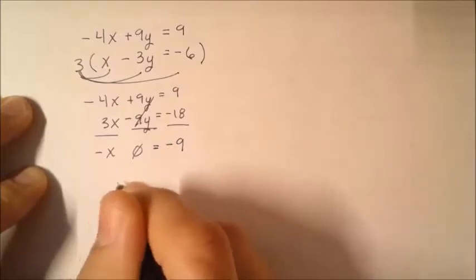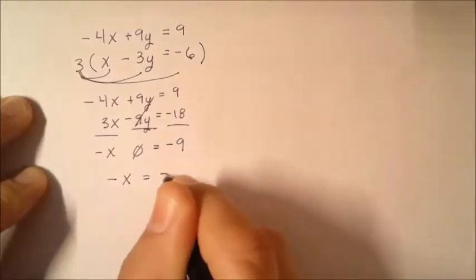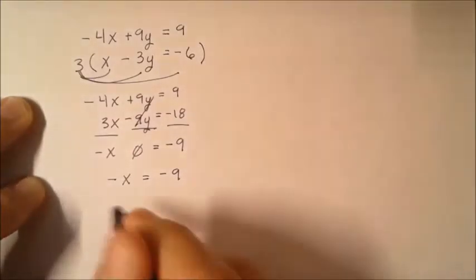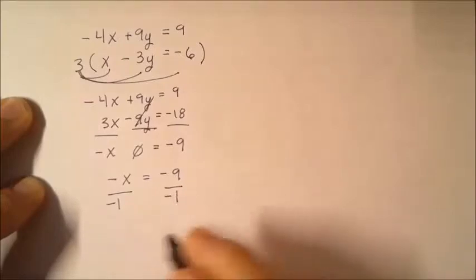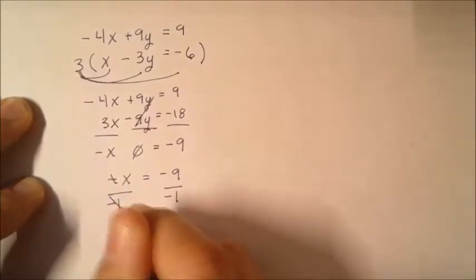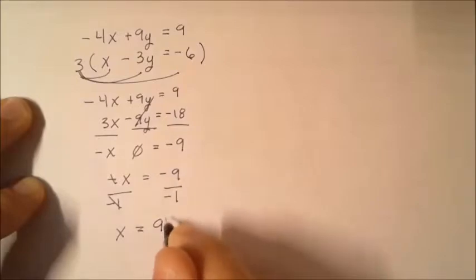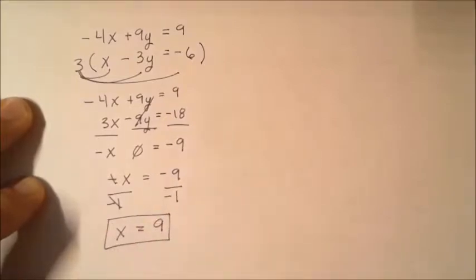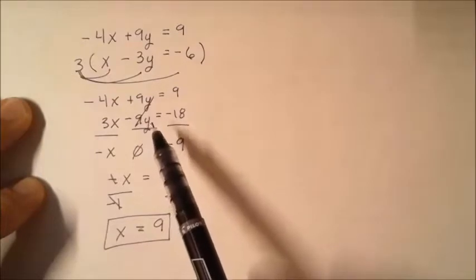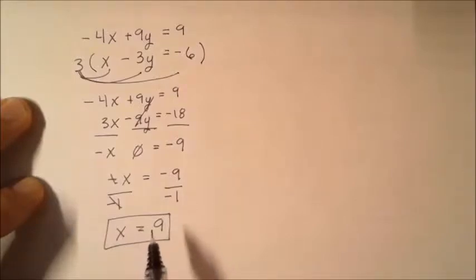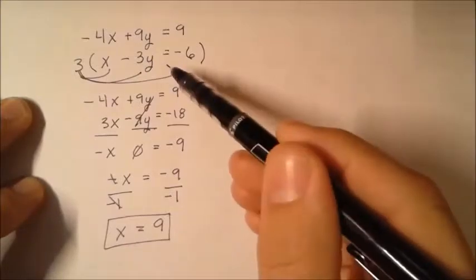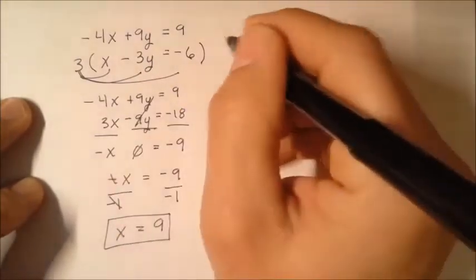So if I rewrite this a little bit cleaner, I'd end up with negative x is equal to negative 9. At this point, I can simply divide out my negative sign, which is negative 1, on both sides. And that'll leave me with a positive x is equal to a positive 9. So I have used elimination to eliminate the y variable, and I ended up with x is equal to 9. So now that I know that x is equal to 9, I can plug that into either equation and solve for y. I'm going to plug it into this bottom equation because I think that's a little bit easier one to use.